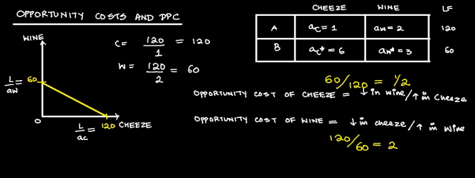pounds less of cheese. And one more thing, since this is a straight line PPF, the opportunity cost is the same throughout this PPF.